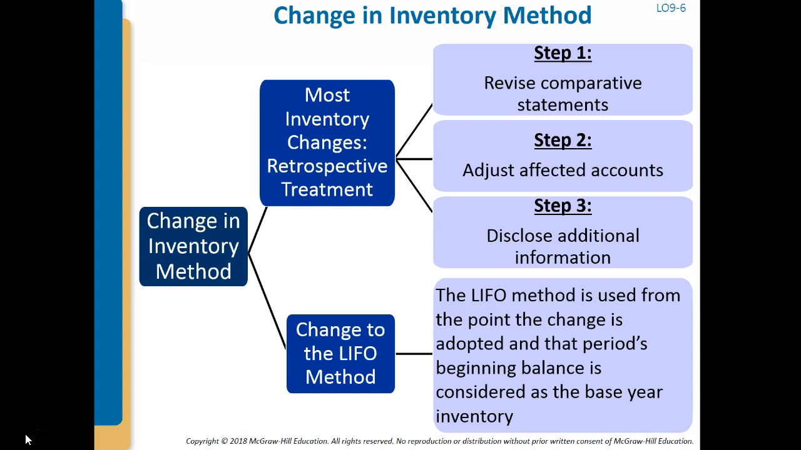The base year inventory for all future LIFO determinations is the beginning inventory in the year the LIFO method is adopted. A disclosure note is needed to explain the nature of and justification for the change, the effect of the change on the current year's income and earnings per share, and why retrospective application was impractical.